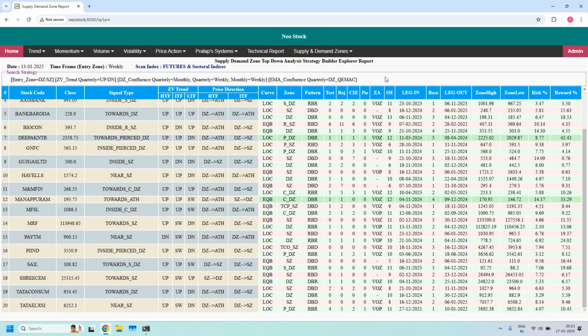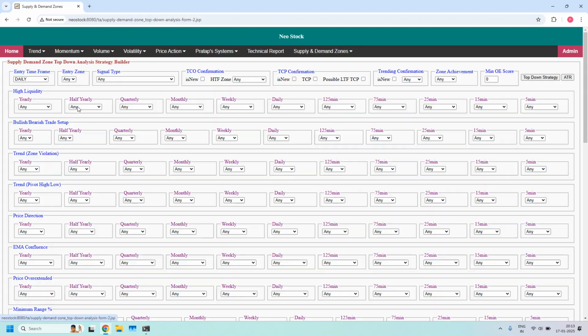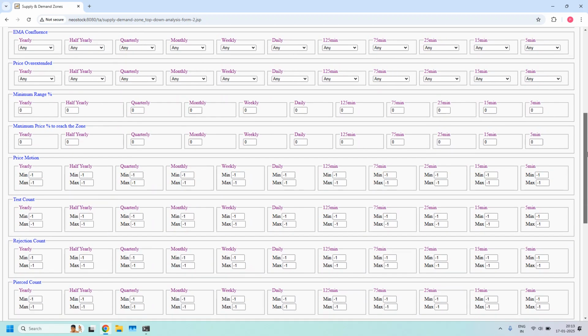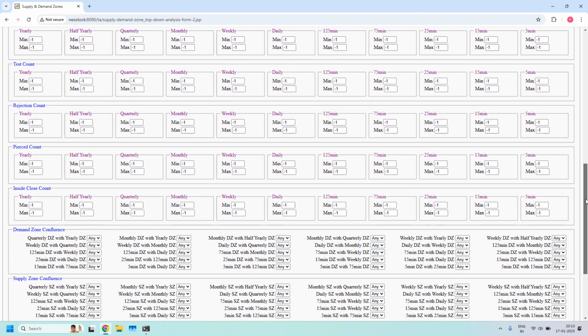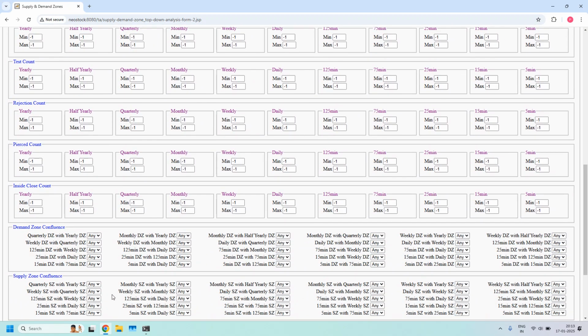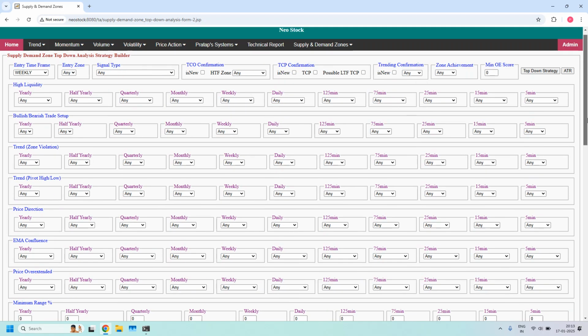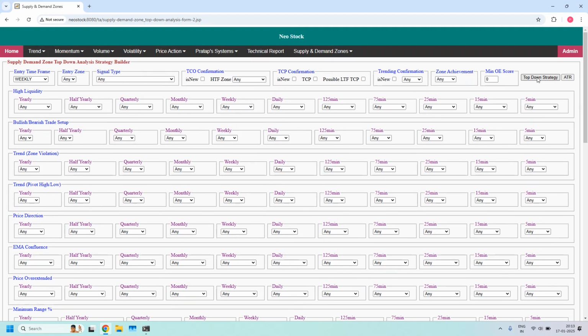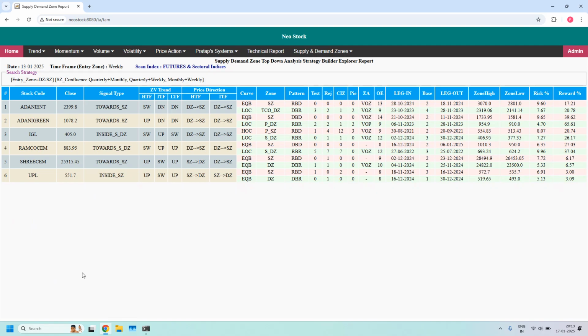Next, supply zone confluence, weekly, monthly and quarterly supply zone confluence. For weekly, entry time frame is weekly. In the supply zone confluence, three filters we have to set. Weekly supply zone with monthly supply zone confluence, weekly supply zone with quarterly supply zone confluence, and monthly supply zone with quarterly supply zone confluence. With all the three filters enabled, LTF, ITF, HTF supply zone confluence, we got 6 stocks.